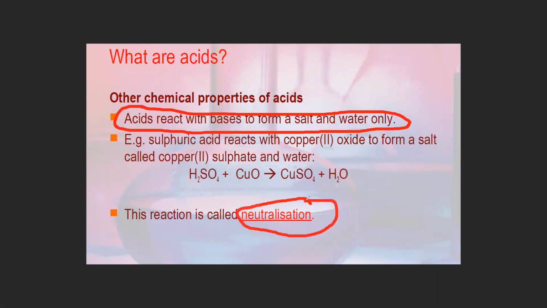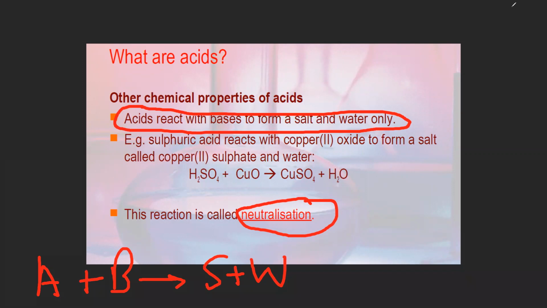So can anyone tell me why is this process known as neutralization? I have an acid, I mix it with a base, okay? I get a salt plus water. So why is it called neutralization? Can anyone tell me? There's a hint in the name itself. So let's say we can see Pratham. Pratham, go ahead.